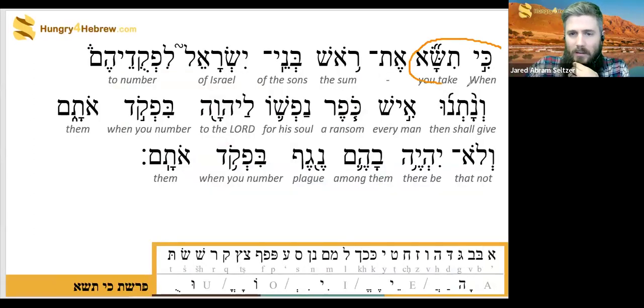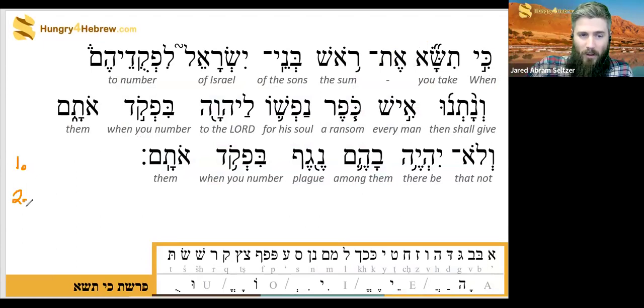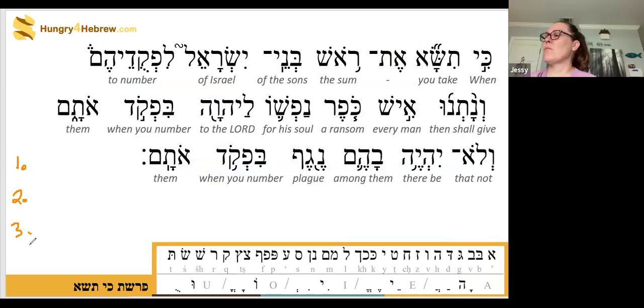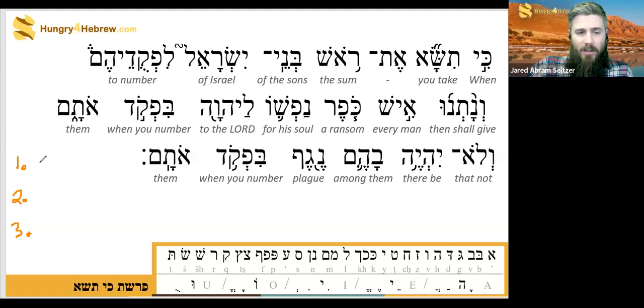Ki Tisa is the name of this parasha. Ki is a very special word. It has three different meanings. Does anybody know what possible meanings there are for ki? Okay, the easiest one is because. It's a conjunction that gives you the reason for whatever. So, because.